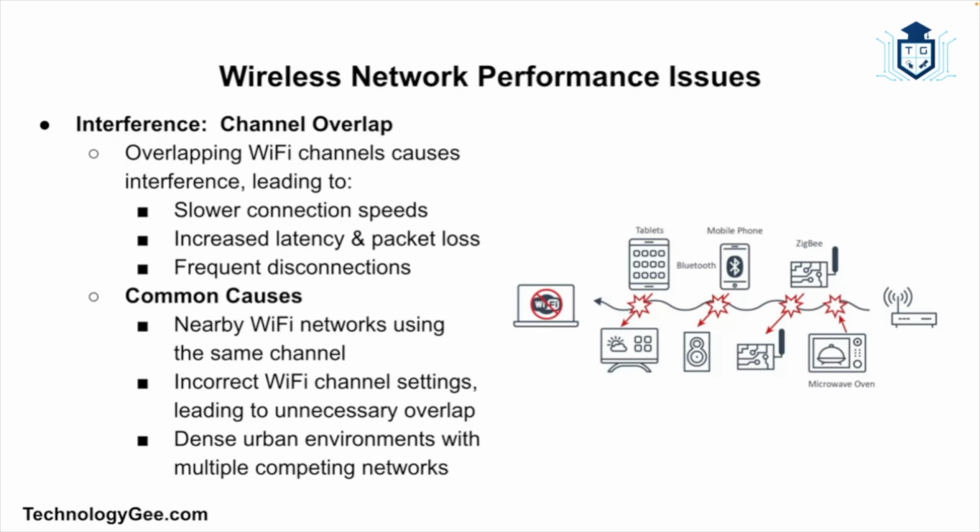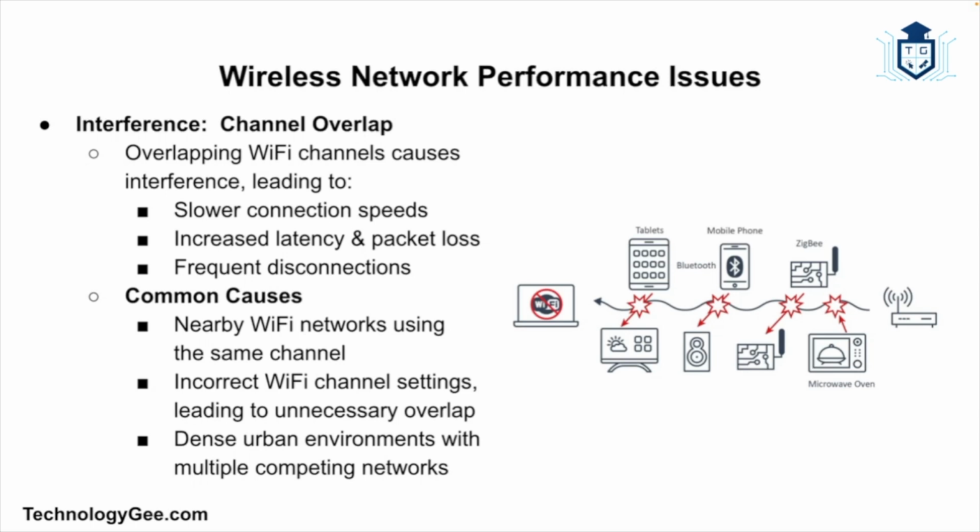And first, we're going to talk about interference. And within that, we have channel overlap. So, overlapping Wi-Fi channels can cause interference, which reduces network performance. And some of the common causes are nearby Wi-Fi networks that use the same channel and incorrect Wi-Fi channel settings.